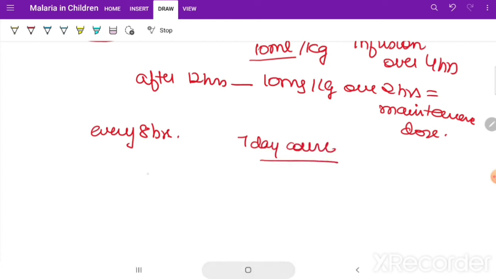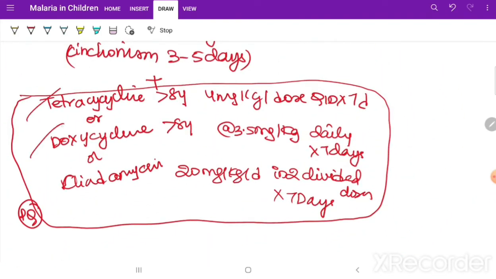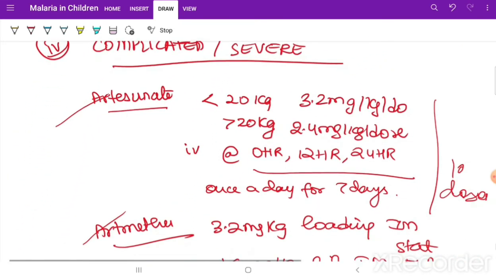And you should add accordingly. Again with quinine, what you will add? You will add tetracycline, doxycycline or clindamycin. Okay, one of these, same thing again comes. So remember, it's a combined therapy. You should combine with either of these three. Okay, done. We are clear about the treatment of the 4 regimens, right?